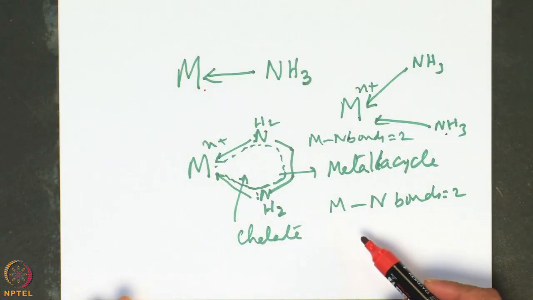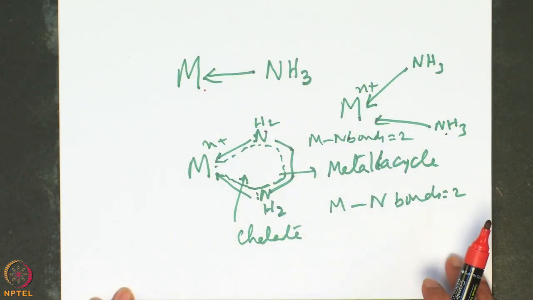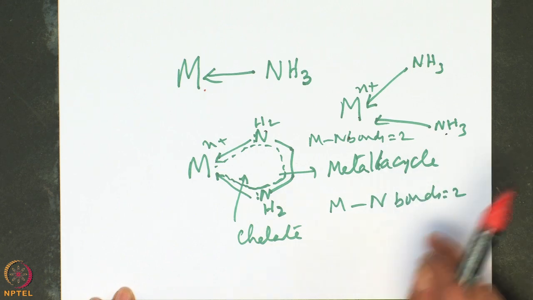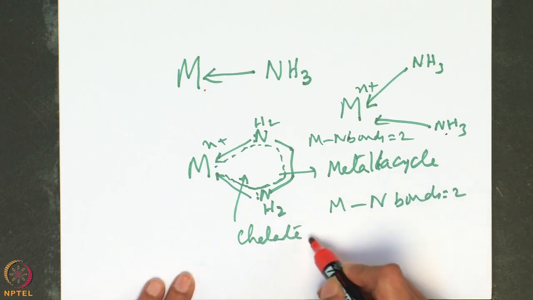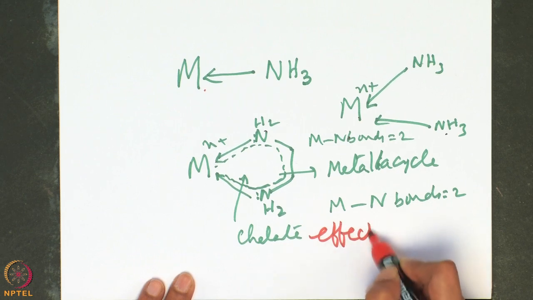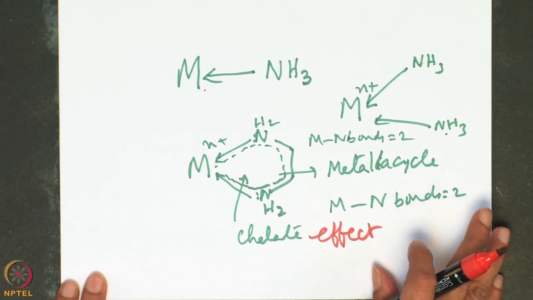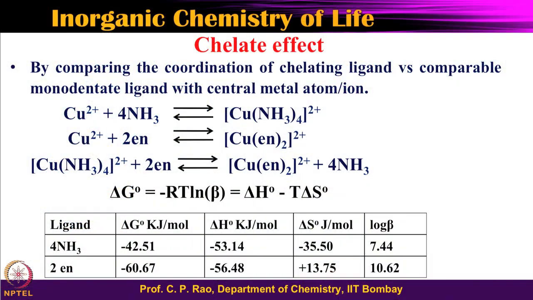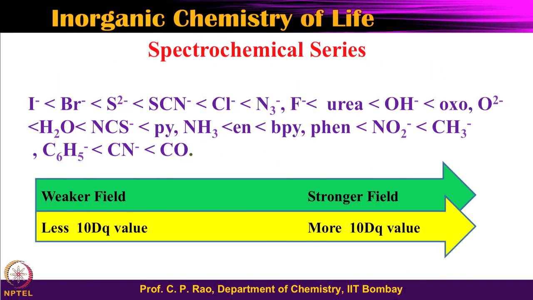So, when we look at two ammonia molecules bonded to the same metal ion versus an ethylenediamine molecule bonded to the same metal ion, we do not expect much enthalpy change, but there is a huge entropy change. Therefore, it is more favorable, and such a favorable effect is called the chelate effect. That is what the chelate effect basically means. So, when a ligand is bound through two, three or four of its ligating centers, you can expect such a thing to happen.